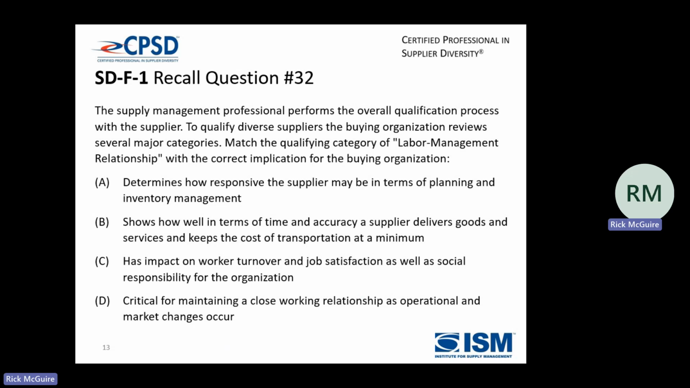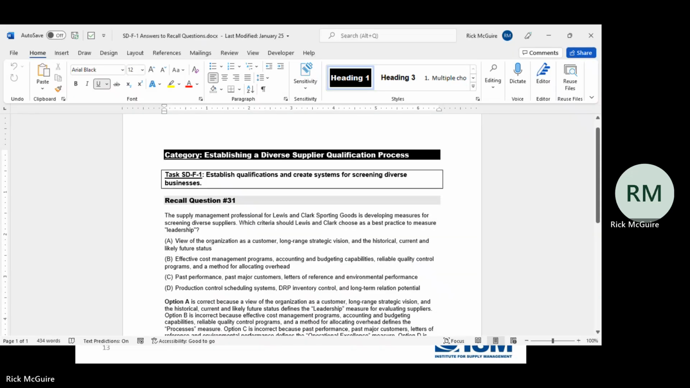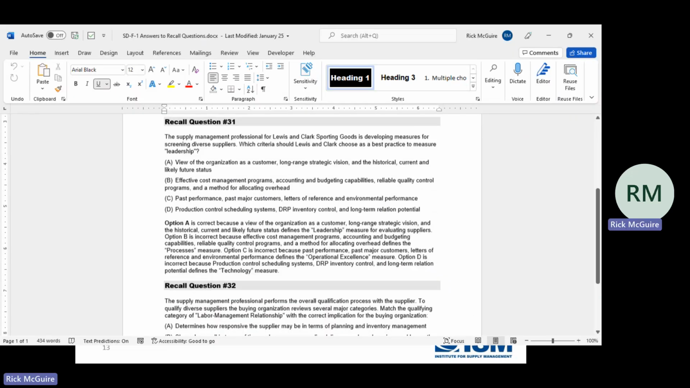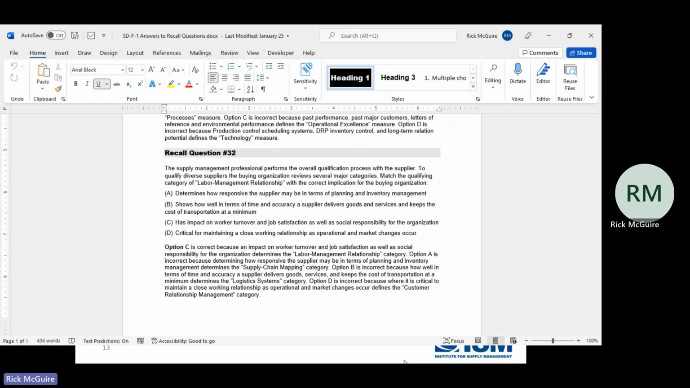Definitely not. That's not labor management relationship. Has impact on worker turnover and job satisfaction, as well as social responsibility for the organization. I like that one. And critical for maintaining a close working relationship as operational and market changes. And then I would go with C. C it is. All right.